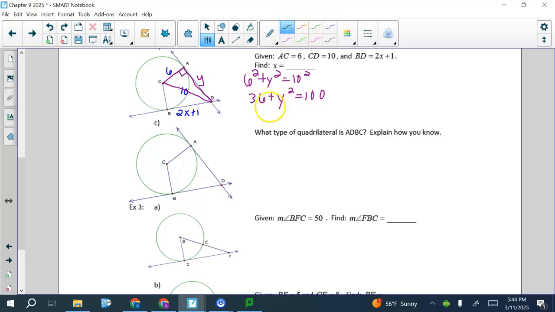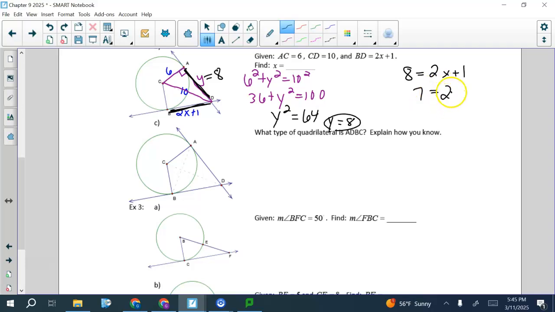All right, so from there we can subtract that 36 to get 64. So we say y is 8. So this whole side is 8. That means this whole side is 8 because they are both tangent segments, or tangent to the circle. So we're going to let 8 equals 2x plus 1. So subtract our 1, divide by 2, x equals 3.5.